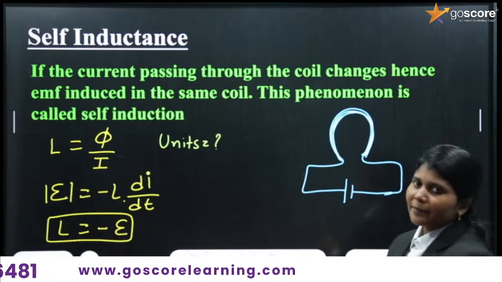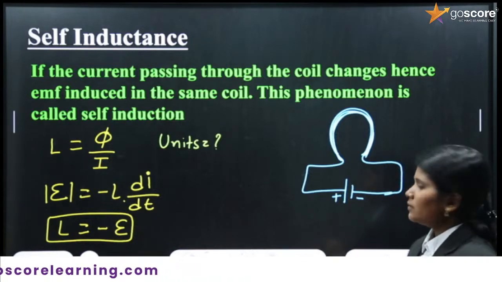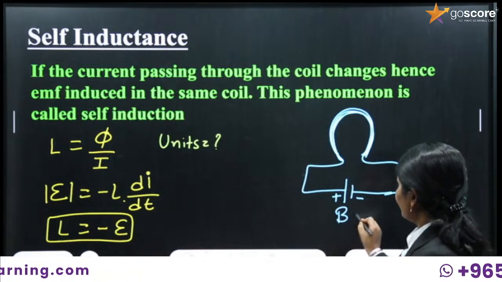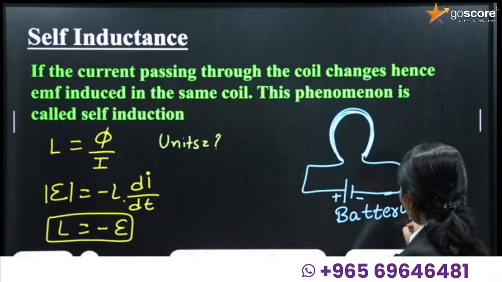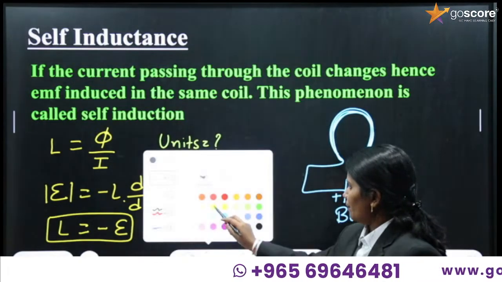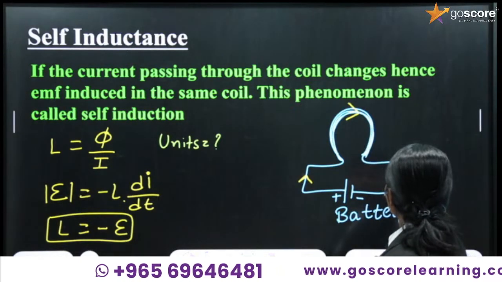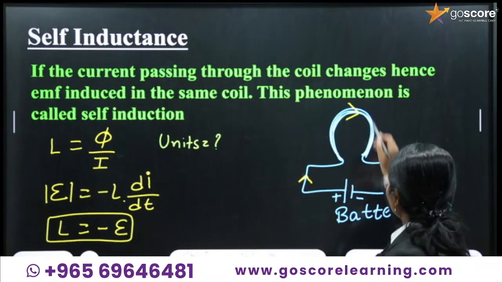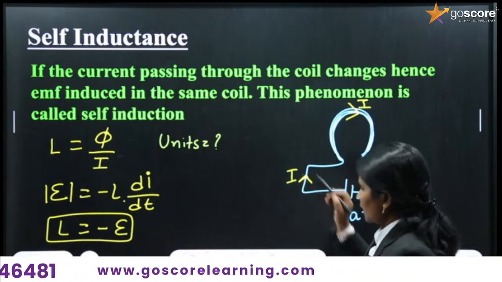This coil I am connecting with the battery. This is a battery, from higher to lower. From the battery, current will be produced from the higher to the lower position. This is the current direction.